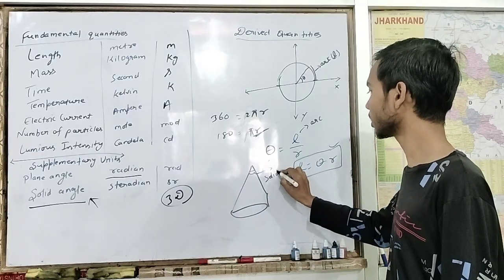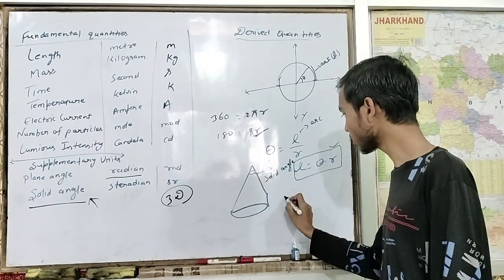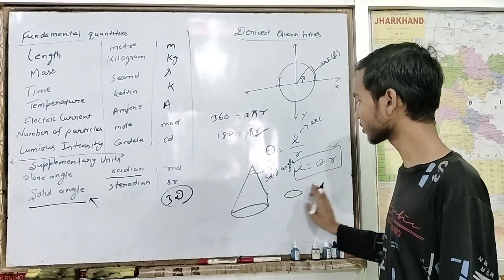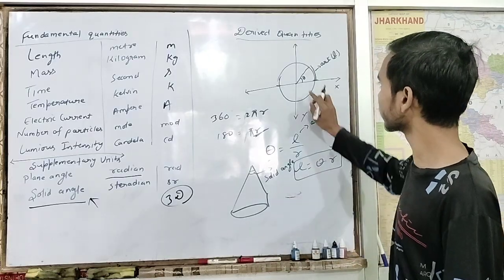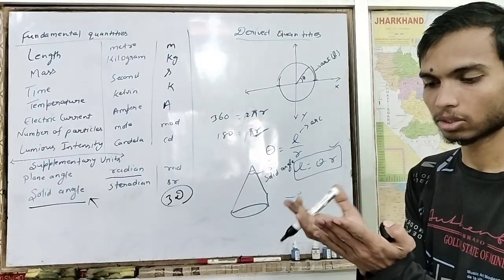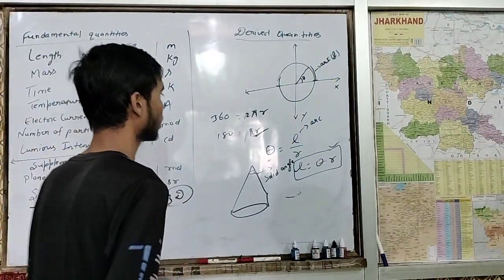This is solid angle. Clear? This solid angle is not like that. Rather, it is like that. Clear? This is a plane angle, but this is a solid angle, which will give us 3D.